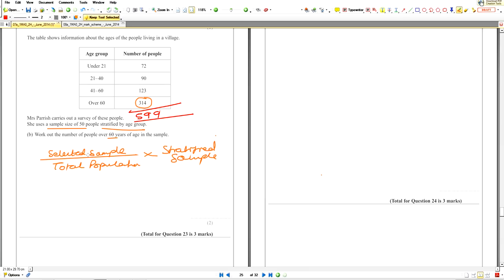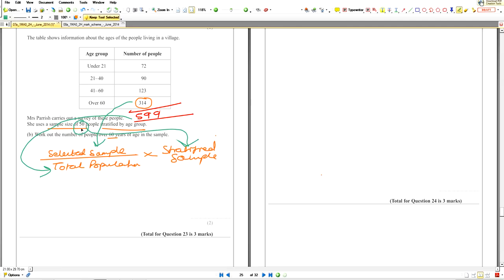Your selected sample, we're looking at the over 60s, which is that one. So the 314 goes here. The total sample size goes on the bottom. And we want a stratified sample of 50, that goes here.